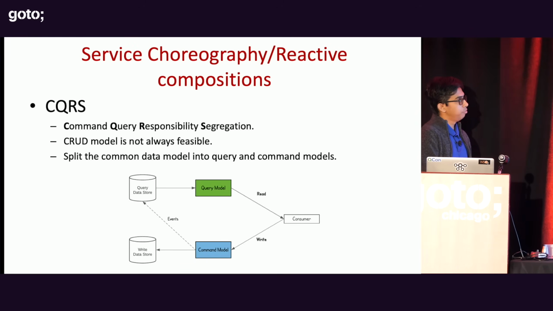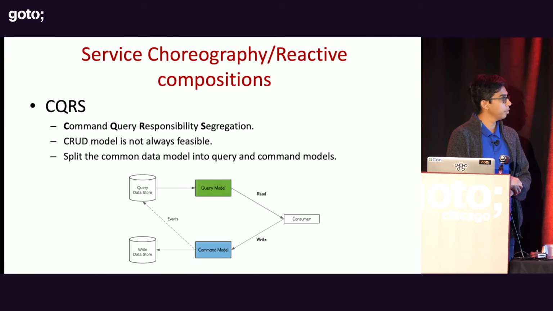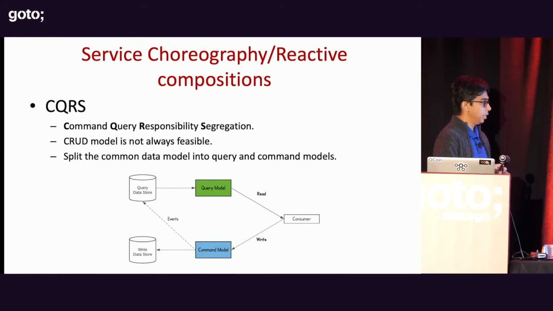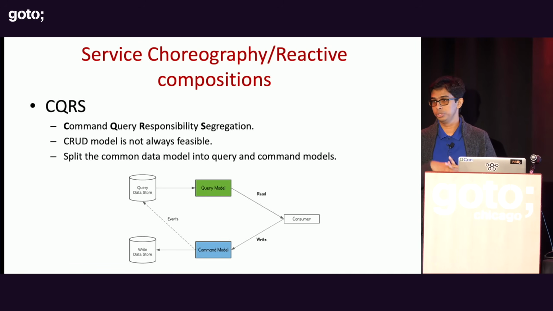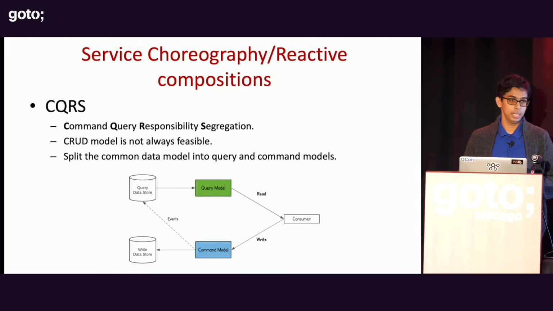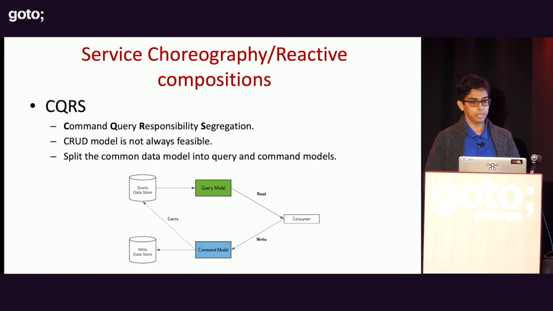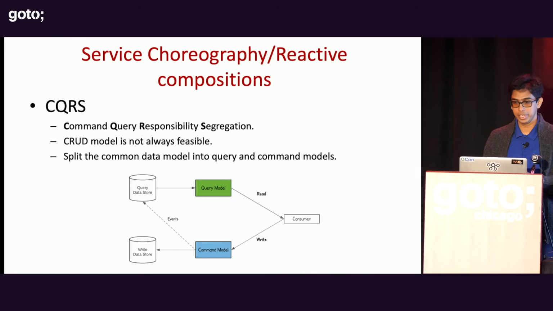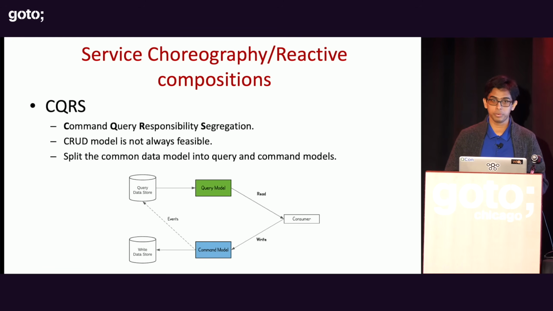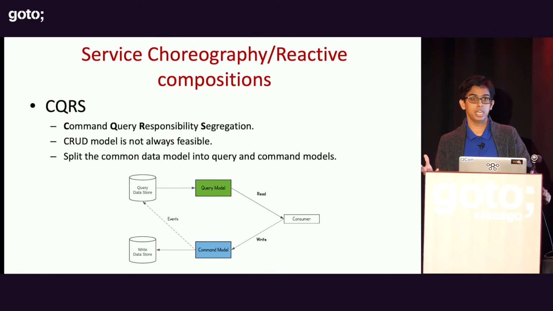A slight variation of the same reactive composition is CQRS, command query responsibility segregation, because most of the services that you are developing are based on CRUD operations, right? So you do create, read, updates and deletes. But there are certain use cases where you need to treat reads versus writes differently, especially if your use case is write intensive. You need to use a different type of database for writes and a different type of database for reads, right? For example, NoSQL for writes, RDBMS for reads.